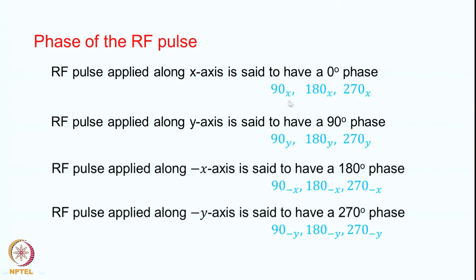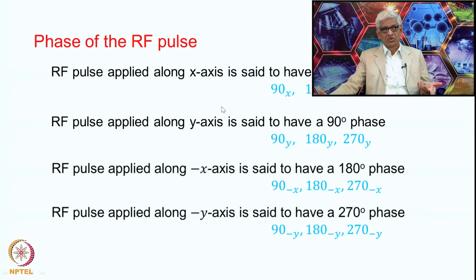We can also have somewhere in between. You can have a phase of the pulse at 45 degrees, in which case it will be somewhere in between the x and the y axis, and you can control that. All this is now possible because of the computer, which will allow you to control the phase of the RF. Because you remember RF is also an electromagnetic wave, and therefore it has a certain amplitude and a phase, and we can always control this by the computer.